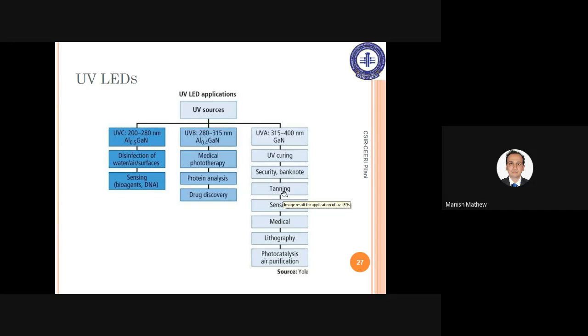Then it is also used for tanning. So it's not used mainly in India, mainly in the European countries. It is mainly used for tanning. Then it's used for sensing, medical applications, lithography, and photocatalysis. Then we have these UVB LEDs, which are used for medical phototherapy. I will come to this point. Then protein analysis and drug discovery.